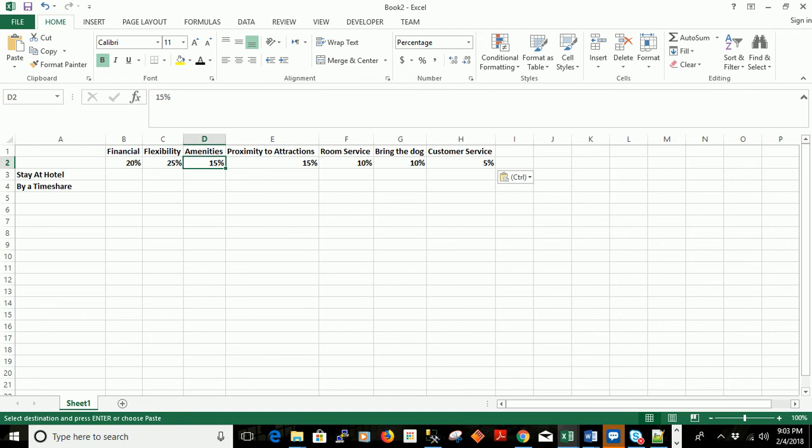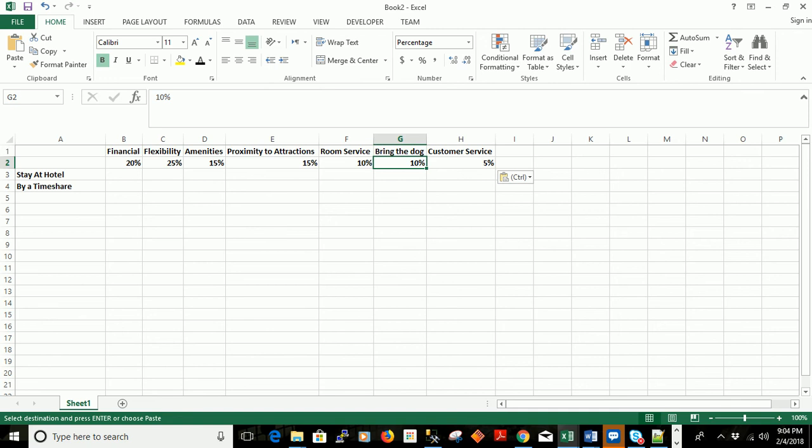The amenities are not as important. Proximity to the attractions are somewhat important, as important to me as the amenities, but these two are more important. Obviously, I have to afford it. I want to make sure it's flexible for my schedule. What kind of room service do they have compared to each other? Can I bring my dog or not? Is only 10%, right? If I can't bring the dog, that's okay.